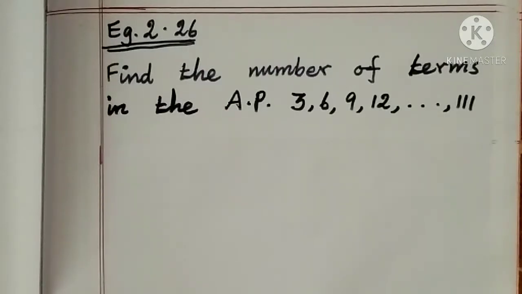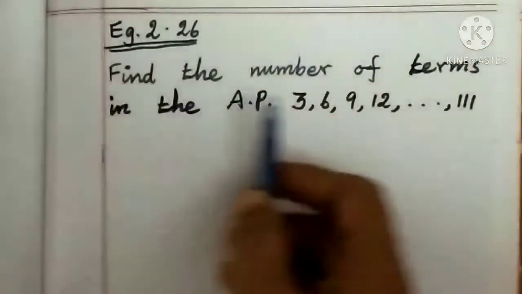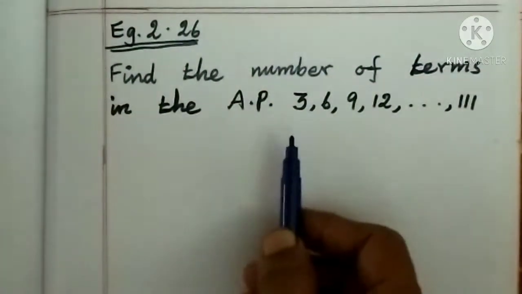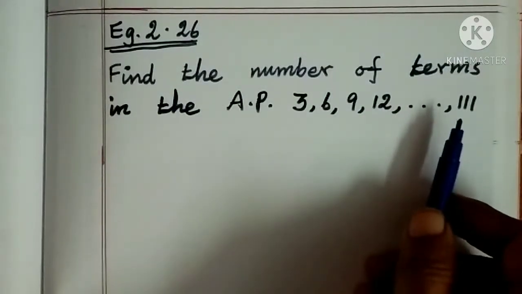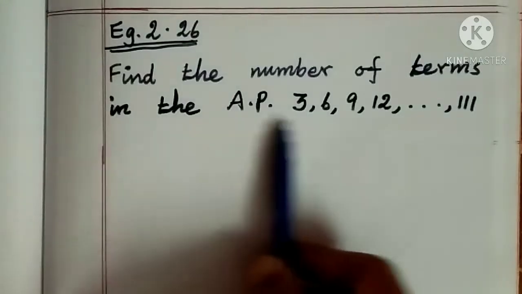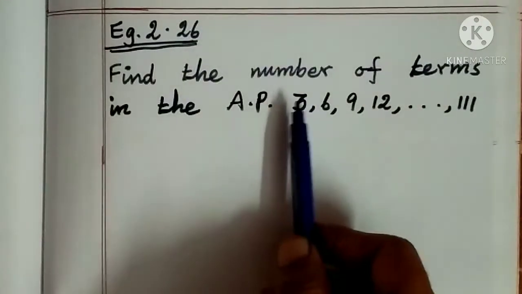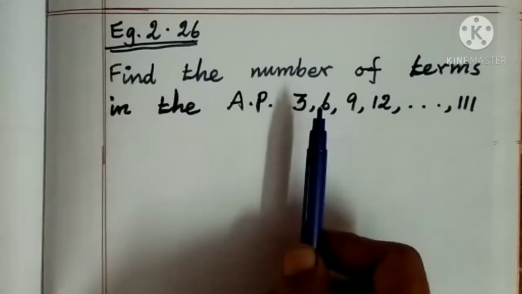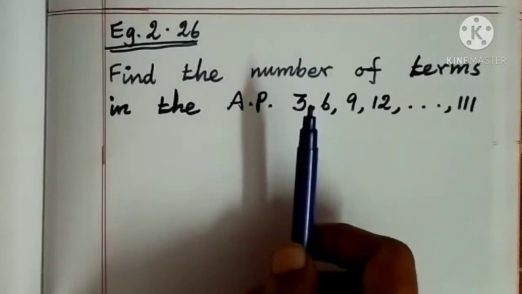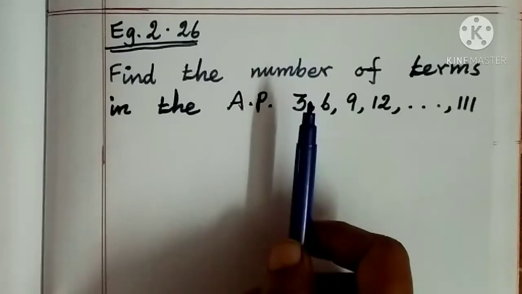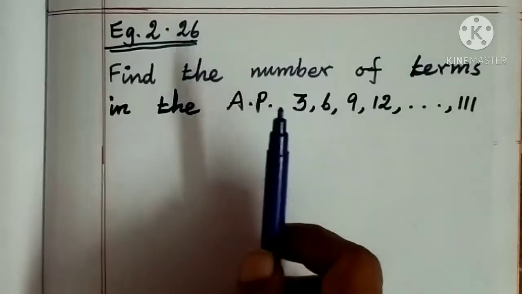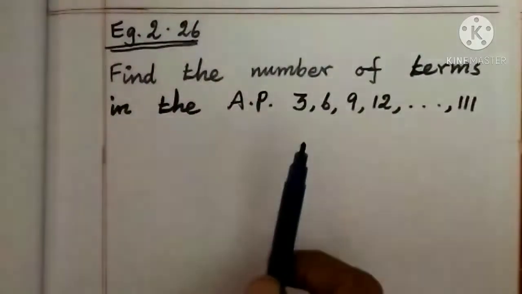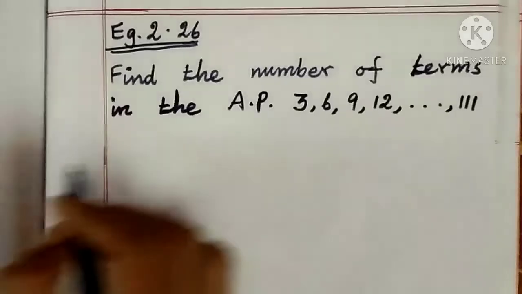Let us do the example 2.26. See the question. Find the number of terms in the AP 3, 6, 9, 12 up to 111. In this question, AP is given. We have to find the number of terms. Then which formula do you have to use? Yes, n is equal to (l minus a) divided by d, plus 1. Let us do the solution.